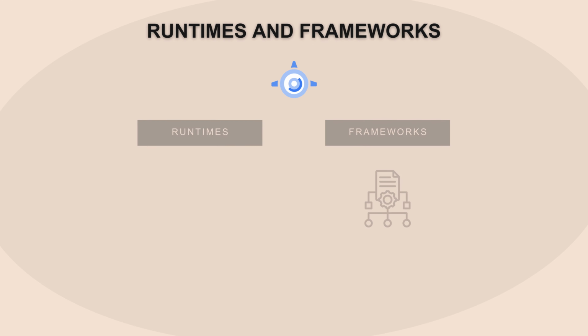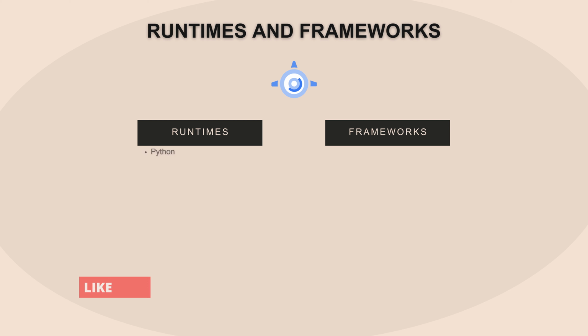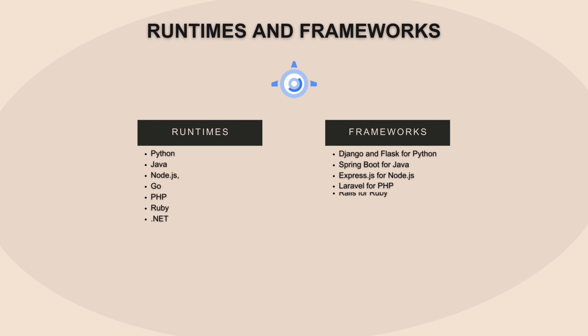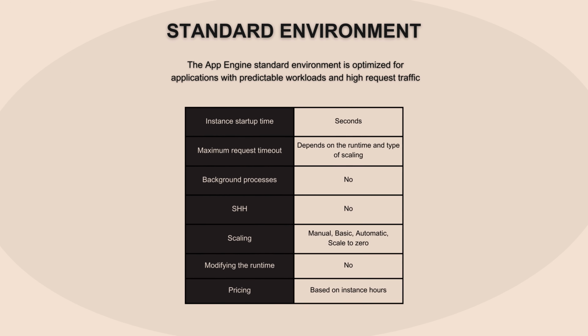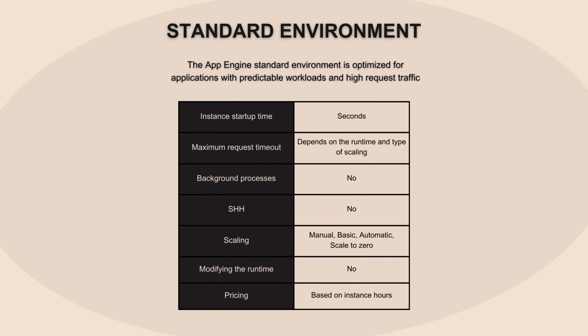App Engine supports multiple runtimes and frameworks, providing flexibility in choosing your technology stack. It supports languages like Python, Java, Node.js, Go, PHP, Ruby, and .NET. It also supports various frameworks like Django and Flask for Python, Spring Boot for Java, Express.js for Node.js, Laravel for PHP, Rails for Ruby. The standard environment is optimized for predictable workloads and high traffic, offering streamlined deployment, automatic scaling, and built-in services like Memcache, task queues, and data store.